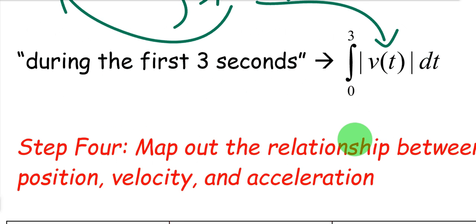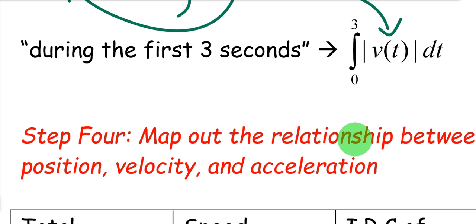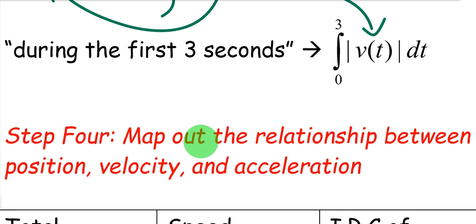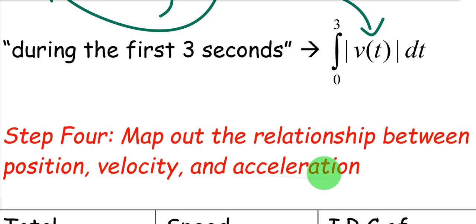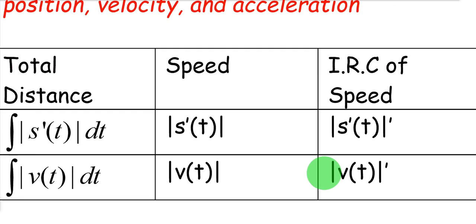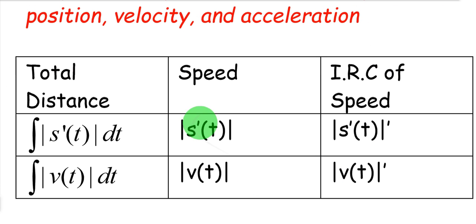Now we've done a lesson already on integrating absolute values or taking the antiderivative, so I recommend you go back and review that. You can search for that in the list of the videos I have on there. Anyways, step 4 is to map out the relationship between position, velocity, and acceleration. We keep talking about this, but for this particular example, you can see it's really important. You must be able to understand that for total distance traveled, it's just going to be the integral of speed, the integral of the absolute value of velocity.